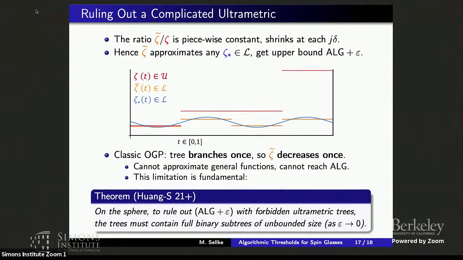What we can show is that at least in a spherical model, if you want to rule out alg plus epsilon using a forbidden ultrametric tree, then these trees have to contain full binary subtrees of size that diverges as you send epsilon to 0. So you can take an ultrametric structure that's really large, but if the largest full binary subtree in it has bounded size, this is some notion of parametrizing the complexity, then you won't be able to reach all the way down to alg. Okay, and if you have a full binary tree of unbounded size, you basically have this branching construction. So that's the sense in which I mean that this is necessary.